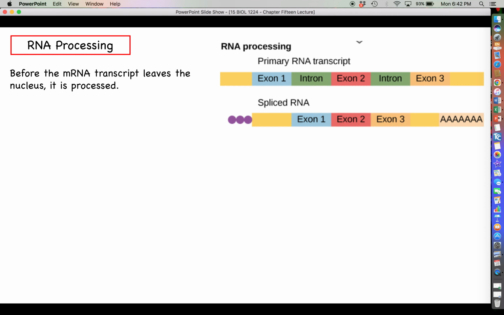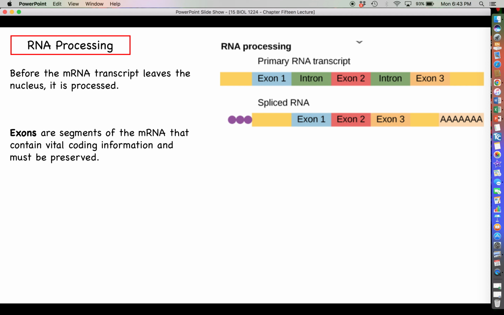So again, we'll talk more about this later on, but after an RNA molecule is synthesized in the transcription process, next that RNA needs to be processed and edited, which is something we really haven't talked about a whole lot. So before the mRNA leaves the nucleus, it needs to be processed because it is not quite in a mature form and it is not quite ready to be translated into protein.